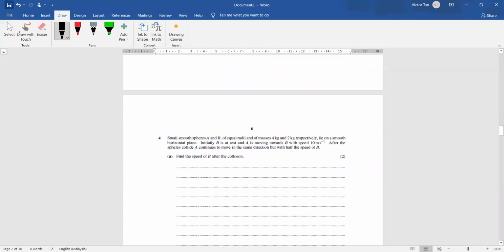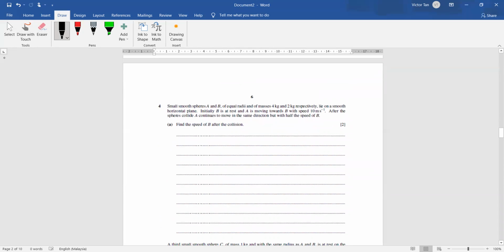Okay, good. Small smooth spheres A and B of equal radii and of masses 4 kilogram and 2 kilogram respectively lie on a smooth horizontal plane. Initially, B is at rest and A is moving towards B. After the spheres collide, A continues to move in the same direction but with half the speed of B. Find the speed of B after the collision. A, B.